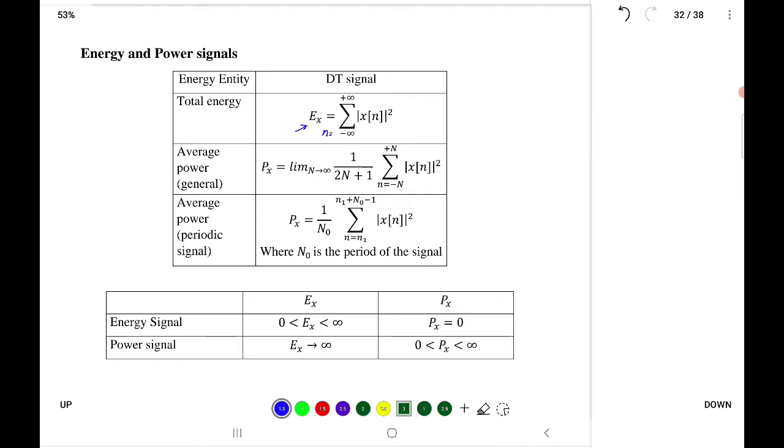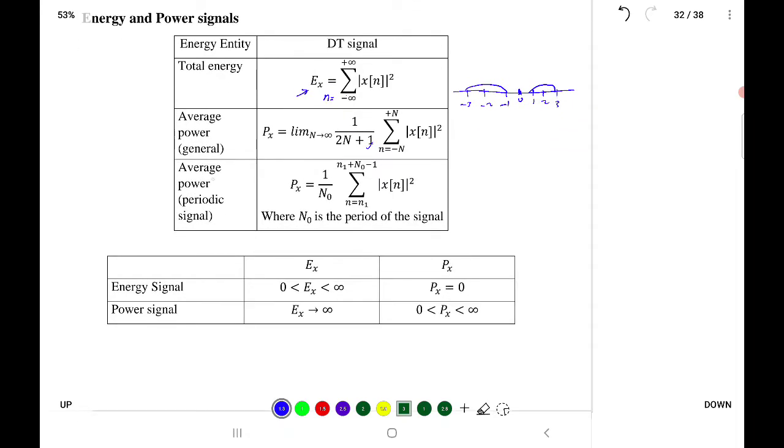You might ask why I'm dividing by 2N plus 1, not 2N, because it's from negative N to positive N. It is simply this: let's take N equal to 3. So you have 0, you have 1, 2, 3, and on the other side negative 1, negative 2, and negative 3. When you count here, negative 1, negative 2, negative 3, that's 3. From 1 to 3, that's another 3. And there is 1 in the middle at n equals 0. That's why we divide by 1 over 2N plus 1. And then you take the limit when N goes to infinity.